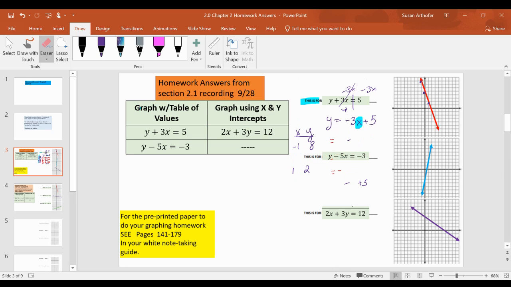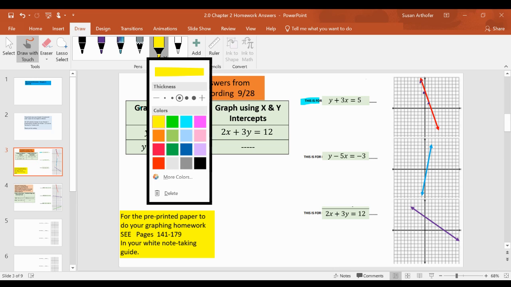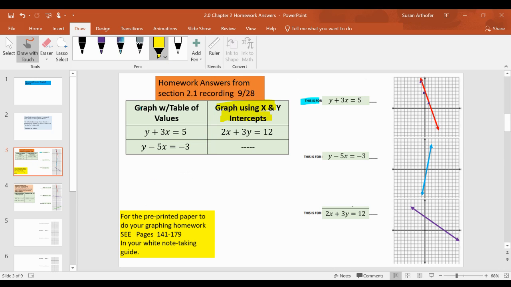And I said that wrong. You need to show that work for the first 2 problems, because the first 2 were graphed with the table of values. The last problem was graphed using x and y intercepts, and that's right down here. And in order to graph using intercepts, I'm going to do the work upward here just because I'm out of a little bit of room down at the bottom.